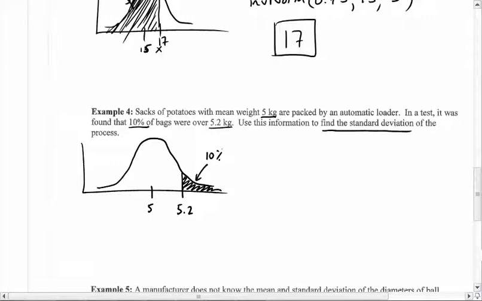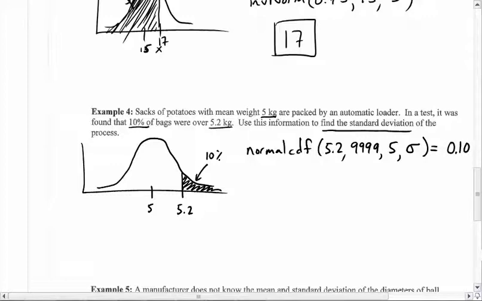So now if we try to do this with the way that we've been doing it before, we could do the normal CDF function. And then for that we would have to put in, let's see, maybe from 5.2 to a million. We have a mean of 5, but we don't know the standard deviation. But we do know the answer. The answer should be 10%.